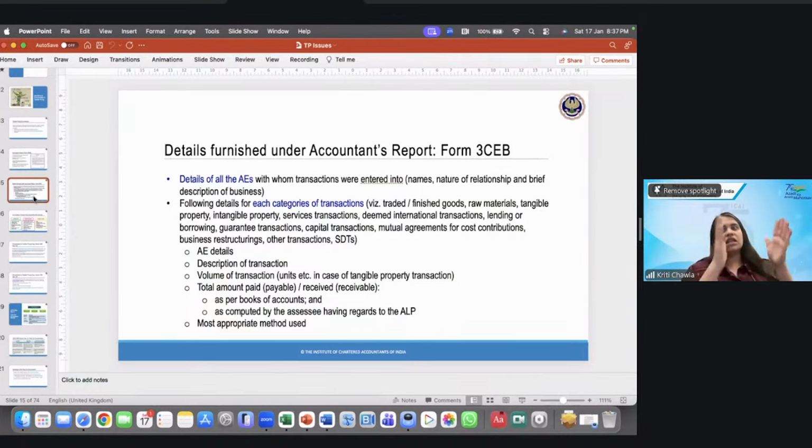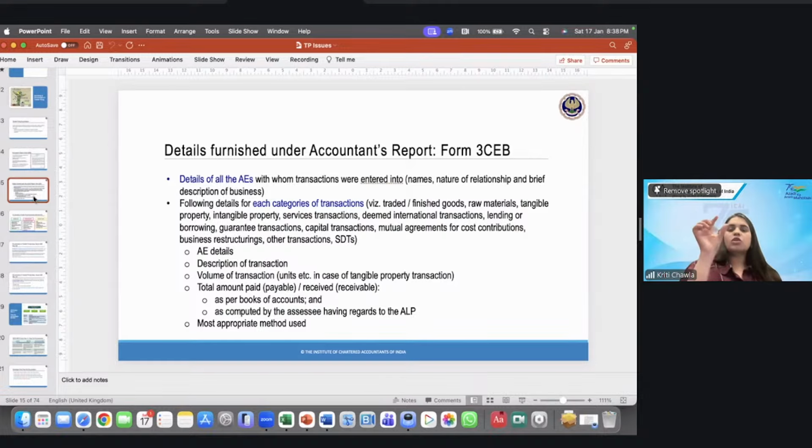What are the details? Which AE is the one with which you have undertaken that transaction? What is the description of that transaction? Is it sale of goods? Is it provision of services? It's in the service clause, so it's going to be service. But which kind of service? Provision of IT service, provision of BPO, KPO service, etc.